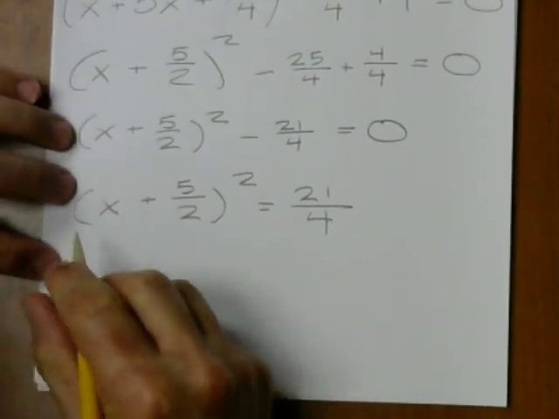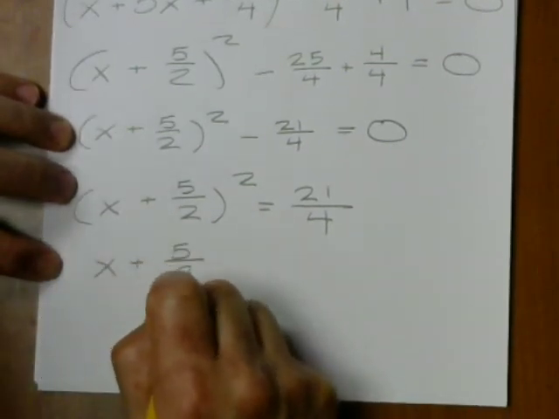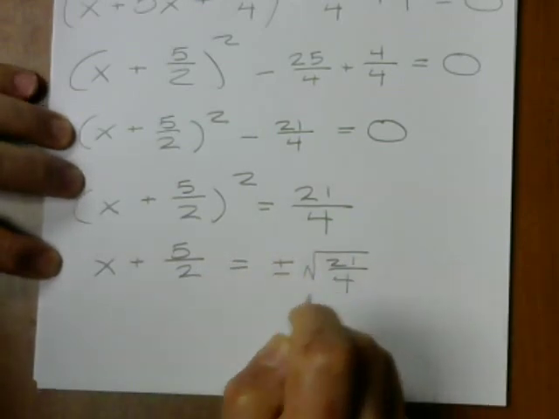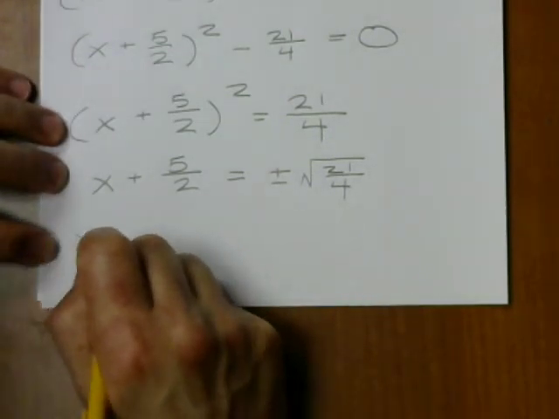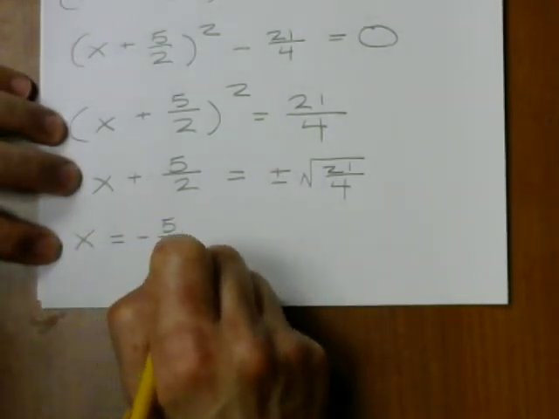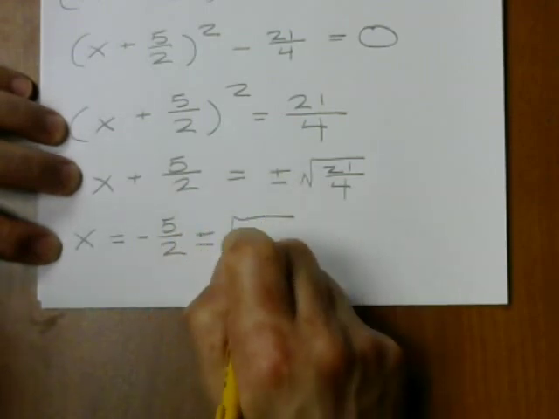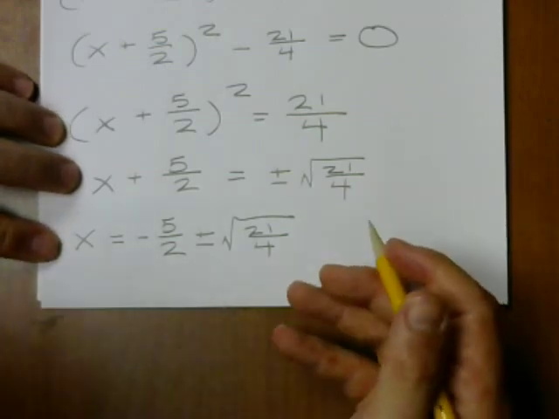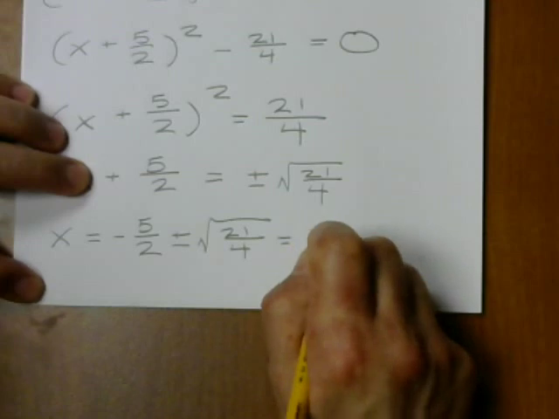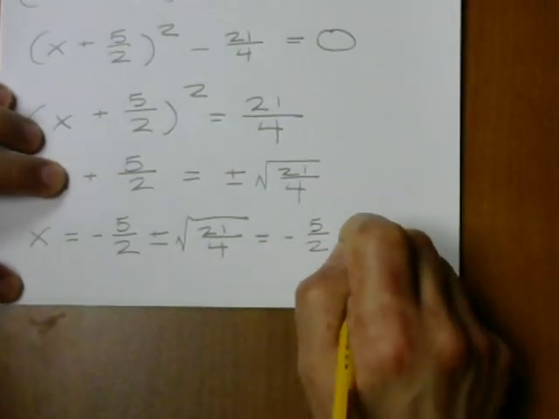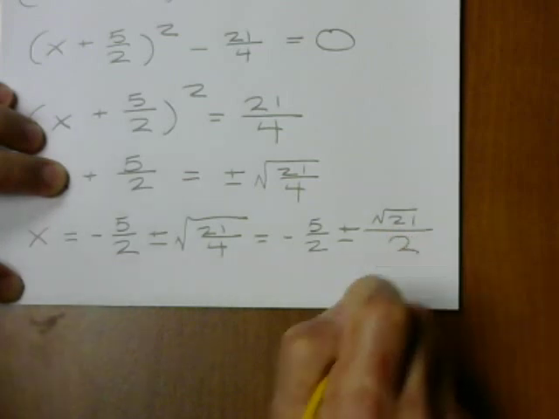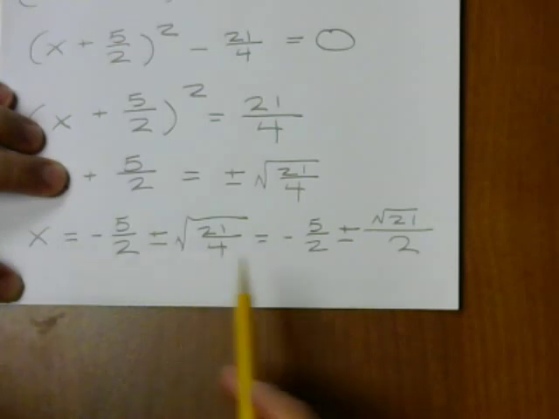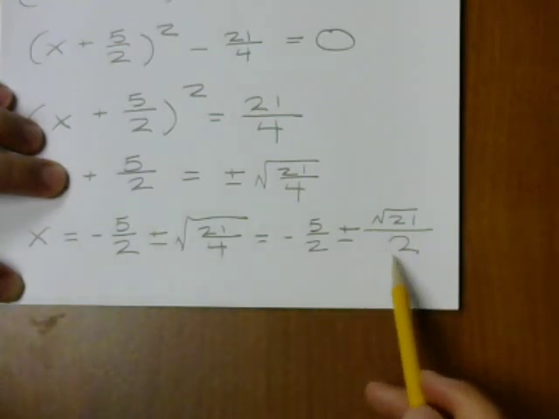And now, I know that this is equal to plus or minus the root of 21 over 4. Or I get x is equal to minus 5 halves plus or minus the root of 21 over 4. I'm done. I could simplify this a little bit if I wanted to. I could write it like this, but the answer I had before is correct because I know that, hey, the square root of 21 over 4 is the square root of 21 over the square root of 4, and I happen to know that the square root of 4 is 2.